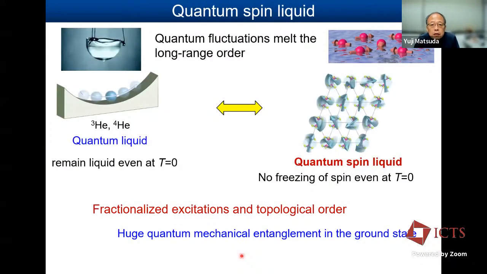Okay, let me start with the quantum spin liquid. A quantum liquid is a material in which quantum fluctuations melt the long range order. And the most famous example of quantum liquid is helium 3 and helium 4, which remain liquid even at T equals zero. So quantum spin liquid is a spin analog of quantum liquid. And because the spins strongly interact with each other, they do not freeze even at T equals zero. One of the most important properties of quantum spin liquid is fractionalized excitations and topological order, which appears as a result of huge quantum mechanical entanglement in the ground state.